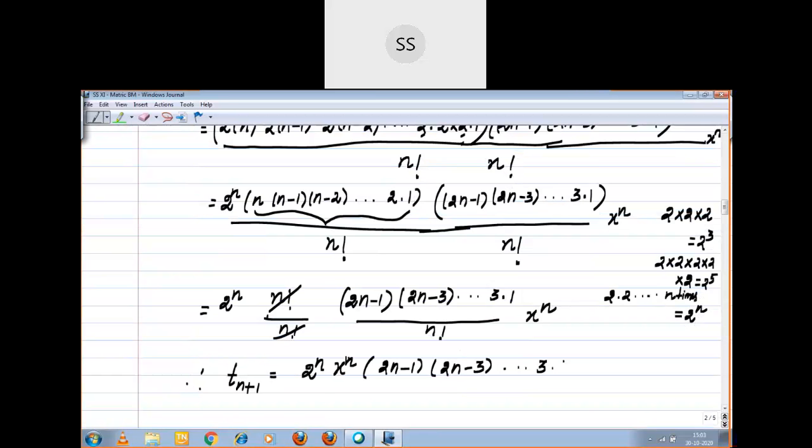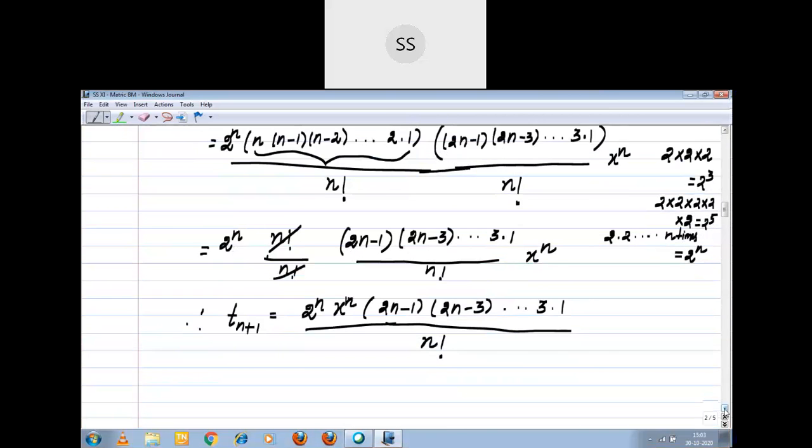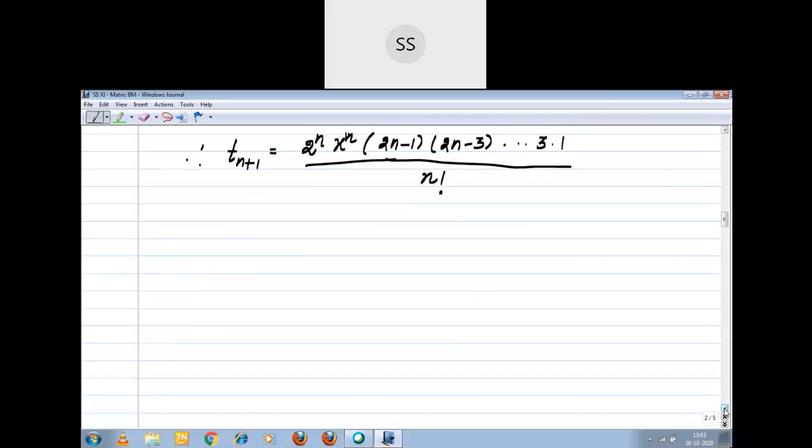Therefore, the middle term, right? Therefore, Tn plus 1 equal to 2 to the power n into x to the power n into 2n minus 1 into 2n minus 3, etc. 3 into 1 divided by n factorial. Got it, children? Now I am going to move to question number 6.